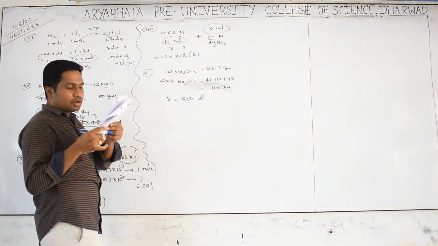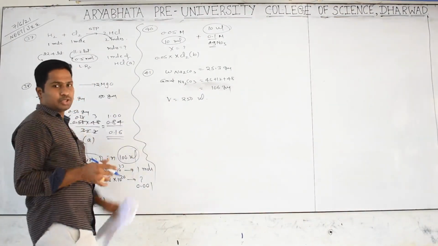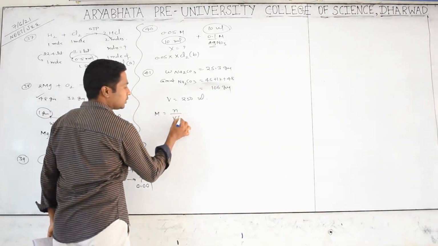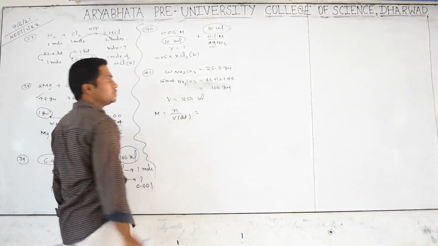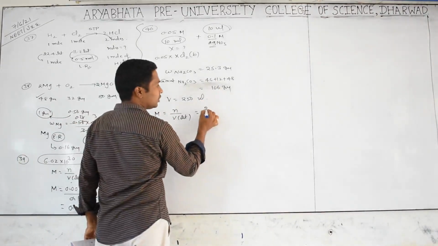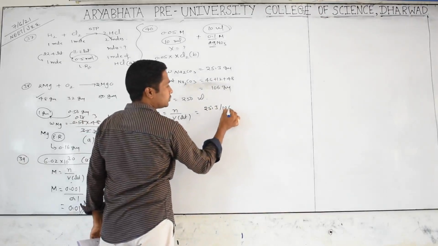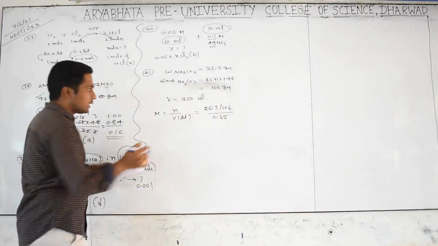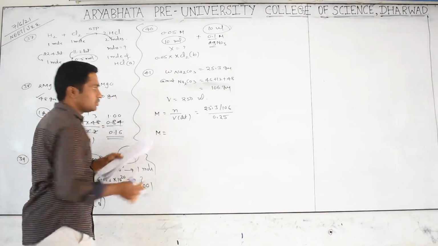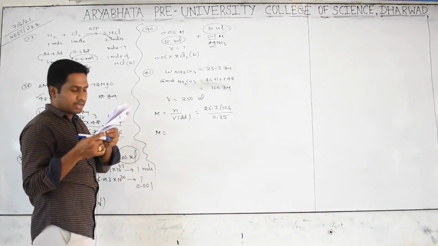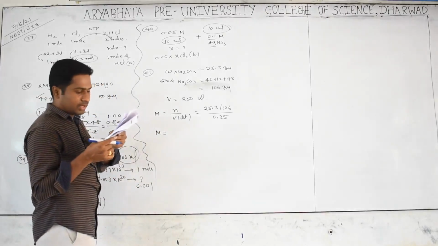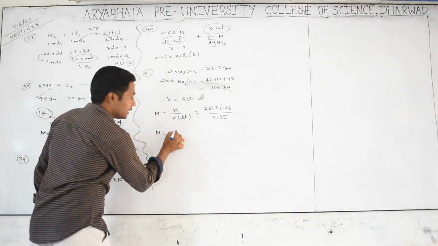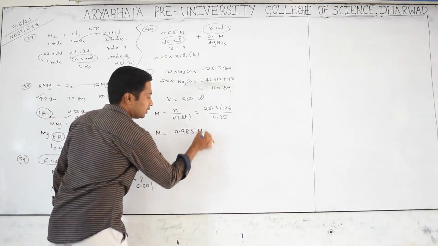Then we want the concentration of Na plus and CO3 2 minus. First of all, find the molarity. Molarity is equal to number of moles divided by volume in liters. Number of moles means weight divided by molecular weight. 25.3 divided by 106, divided by volume in liters, 0.25. So you are getting 0.985 molar.